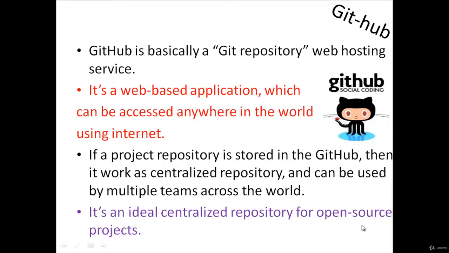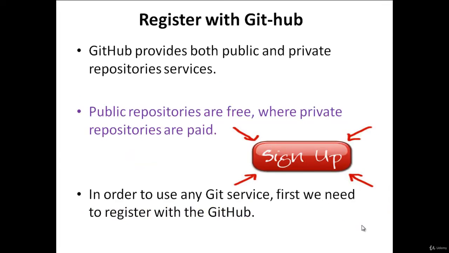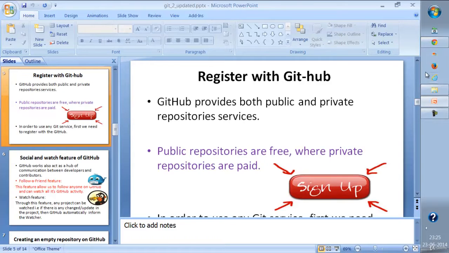So in order to work with GitHub, we're going to first see how we can register with GitHub. As I already told you, GitHub provides both public and private repository services. Public repositories are basically free, whereas private repositories are paid. And in order to use the Git service, first we need to register with GitHub. So let's go to GitHub and see how we can register our account over there.